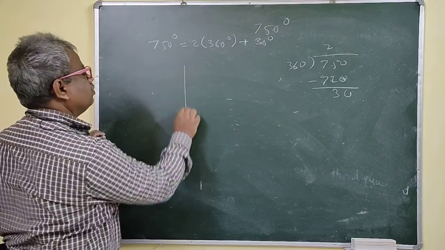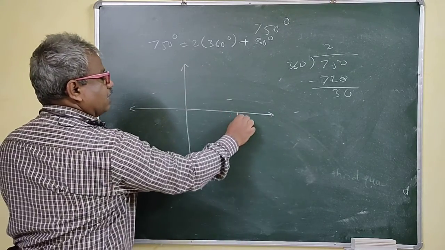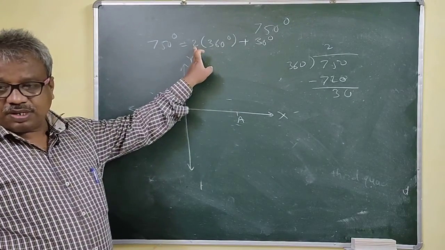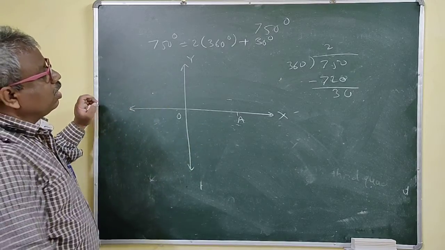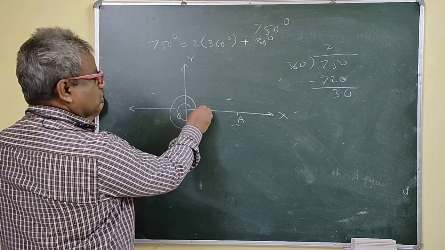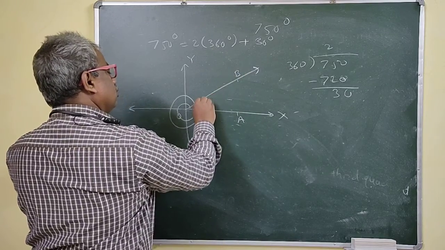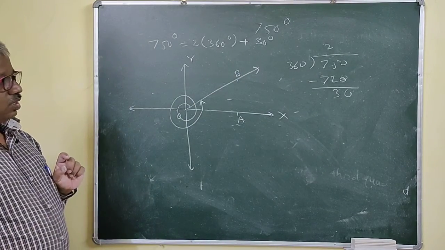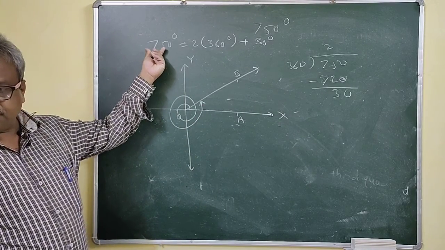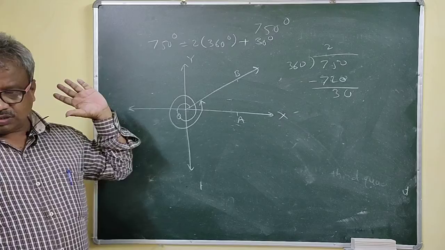So we draw the figure now. Suppose A is here. How many rotations are completed? 2 rotations are completed, and after that it moves further 30 degree. In this way, you can draw this. Now the terminal arm of angle 750 degree lies in first quadrant. Therefore, 750 degree lies in first quadrant, right?